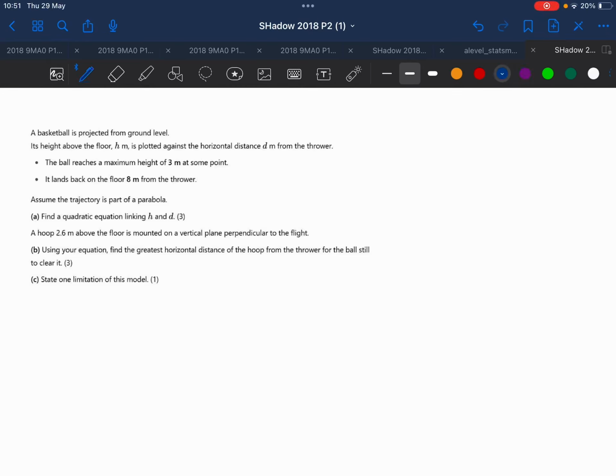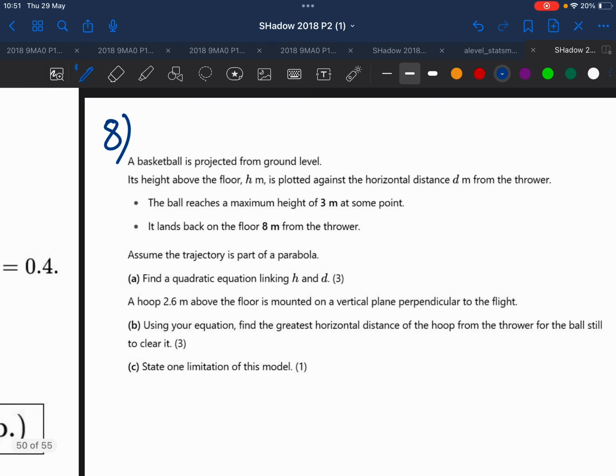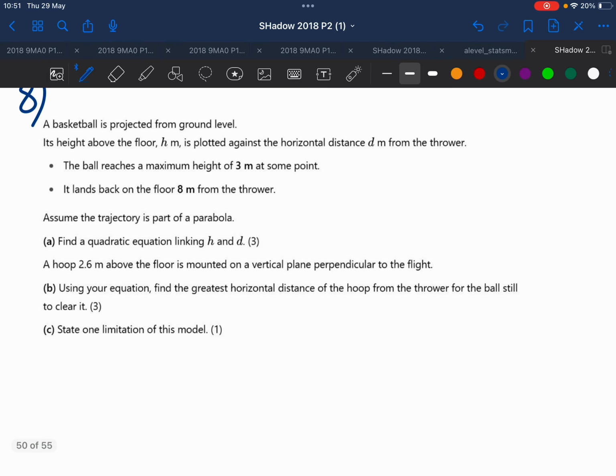Okay, this is question number 8, I believe it is, from our shadow paper for 2018, paper 2. It goes as follows. A basketball is projected. It's worth knowing what this word actually means. It means like thrown, right? So it means some force was on it, but that force that made it go isn't there anymore. So make sure you know how that works, because in mechanics that can cause some problems sometimes.